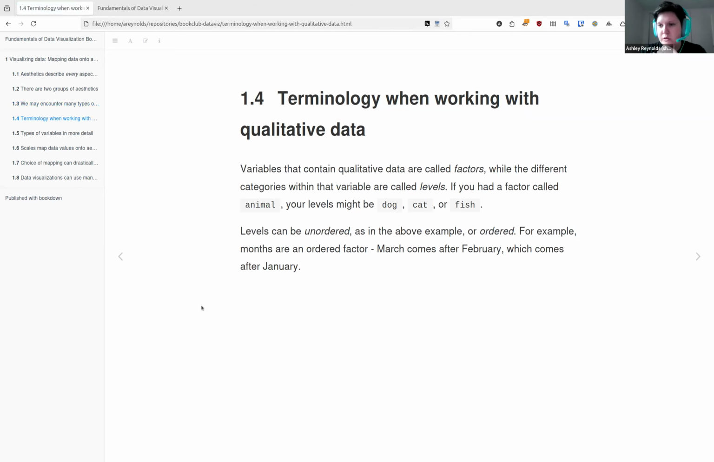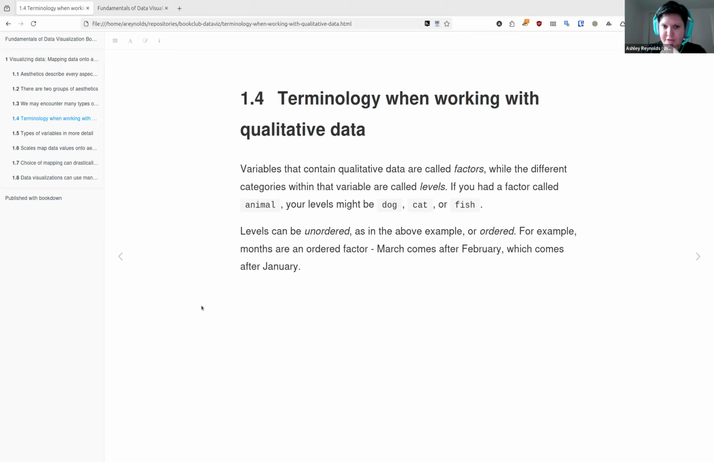And when we're working with those qualitative data, we have some specific terminology that is used. So if you have a variable that contains qualitative data, the data are called factors, while the different categories within a variable are called levels. So as an example, you might have a factor called animal. So what animal is it? And then your levels might be things like dog, cat, or fish.